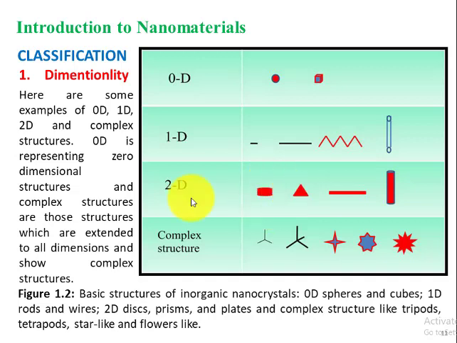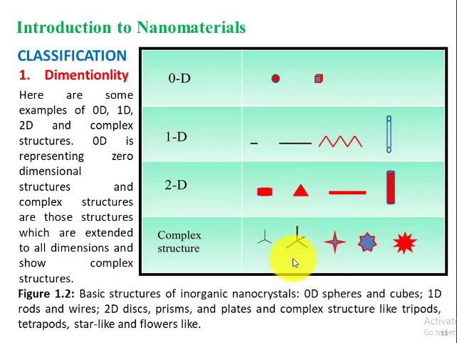Two-dimensional nanomaterials are those nanomaterials which are in nanoscale size along two dimensions, just like x-axis or along y-axis. These are also usually just like disks or rods. There are also some complex nanostructures which are either three-dimensional nanostructures or condensed three-dimensional structures. These are helix, some stars, some tetrahedral structures.